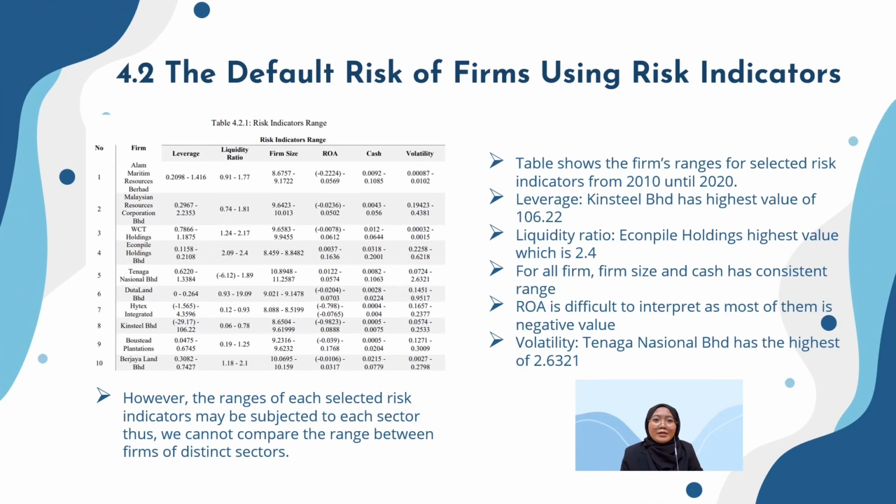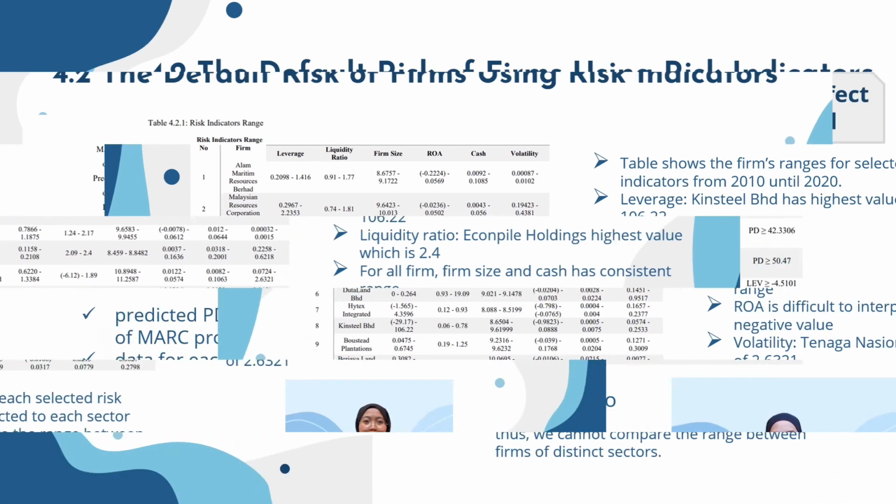I will proceed with the result in 4.2. Table 4.2.1 shows the firm's range for selected risk indicators. However, the range of each selected risk indicator may be subject to each sector, thus we cannot compare the range between firms of distinct sectors.